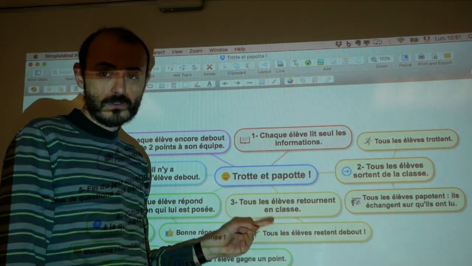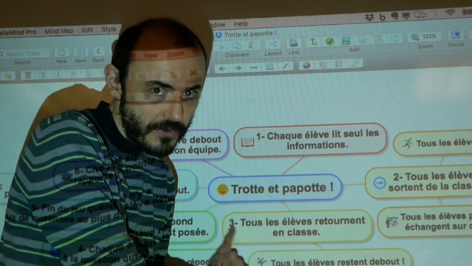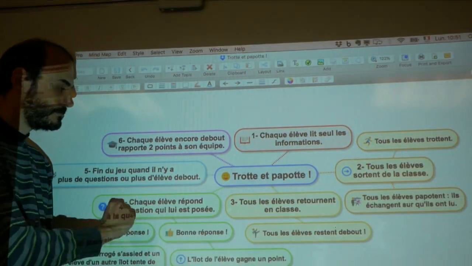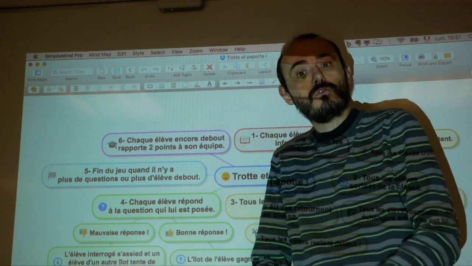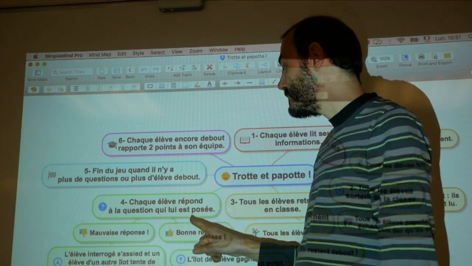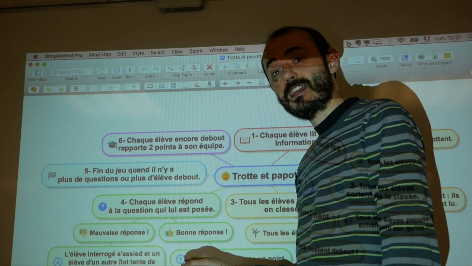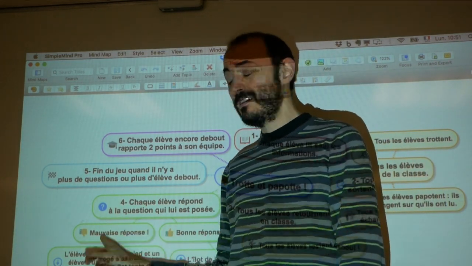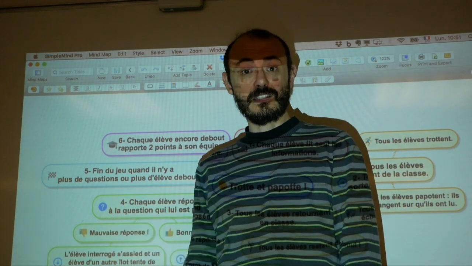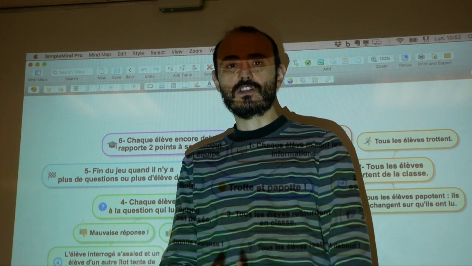So number 4, they're all standing. I know this is just 3, it's not 4, I know. 4, each student has to answer a question made by this little group who wrote the question. So if the student answers right, his station gets 1 point. If the student gives a bad answer, he shall sit, and then they ask the same question to another station.